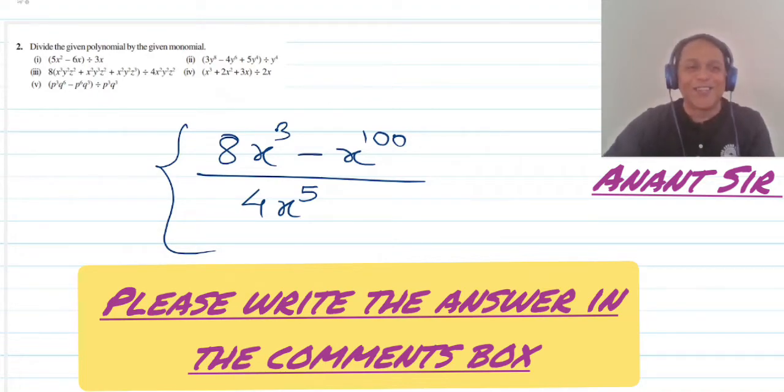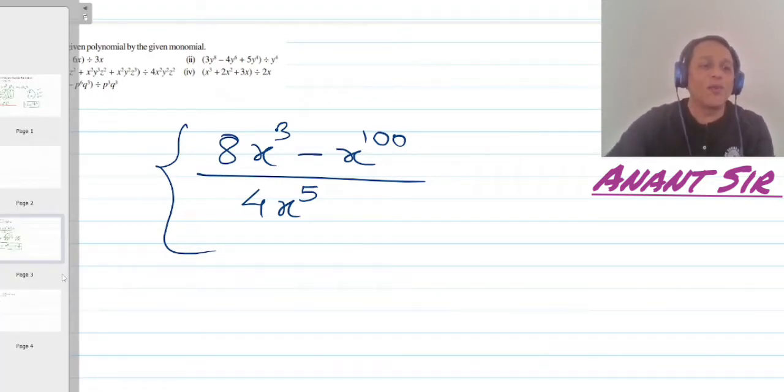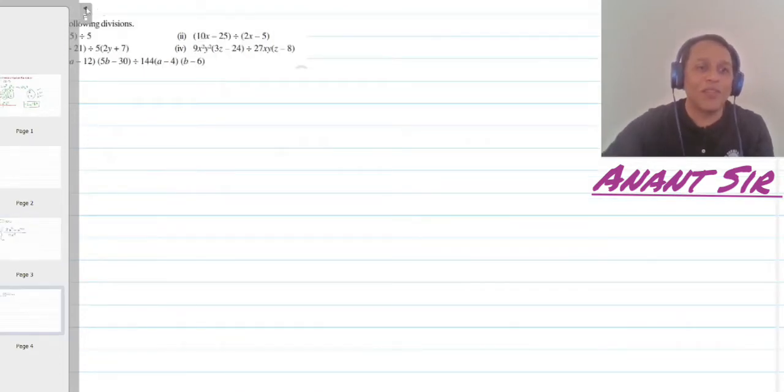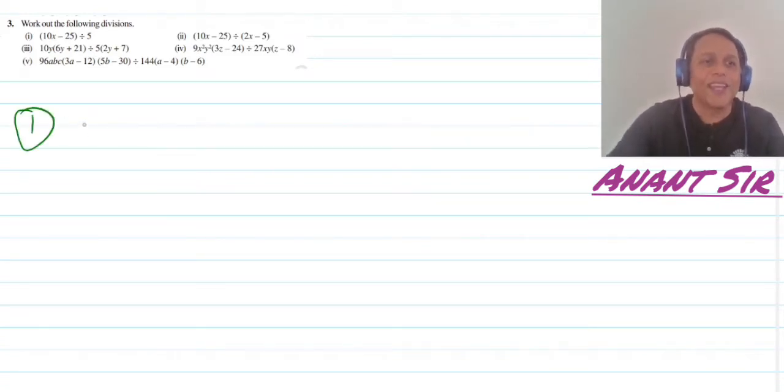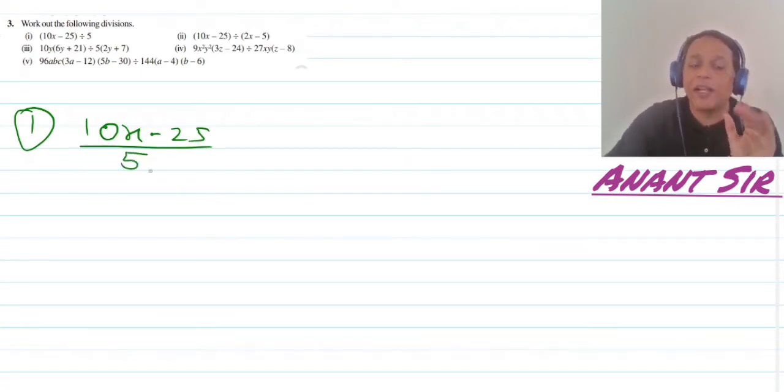Okay, so friends, we move on to the next question now. So question number 3. So the first question of question number 3: 10x minus 25 divided by 5. Again we can divide it the same way.